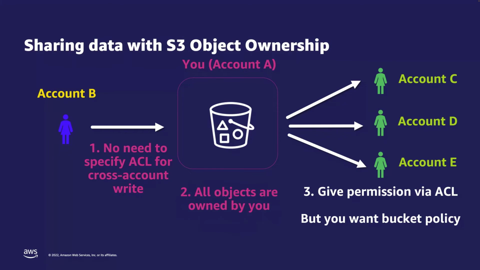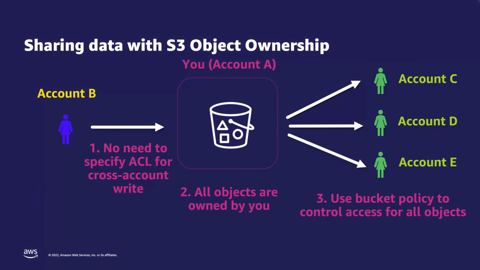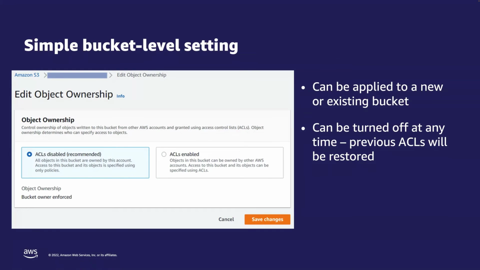You can now use bucket policies to control access for all of these objects, regardless of where those objects came from: account B, account C, account D, or account E, or hundreds of other accounts. You can use bucket policy to give other IAM roles or users specific access and granular permissions to all of your objects.